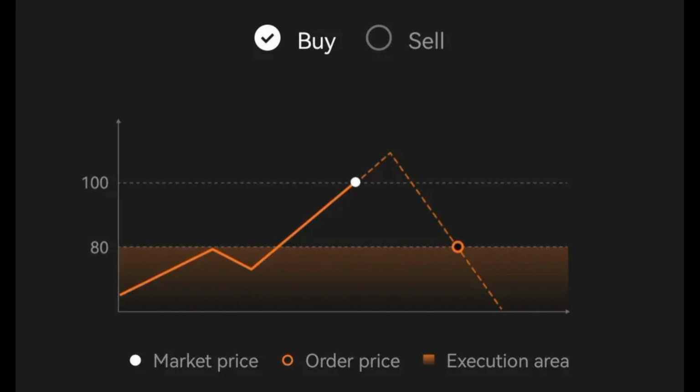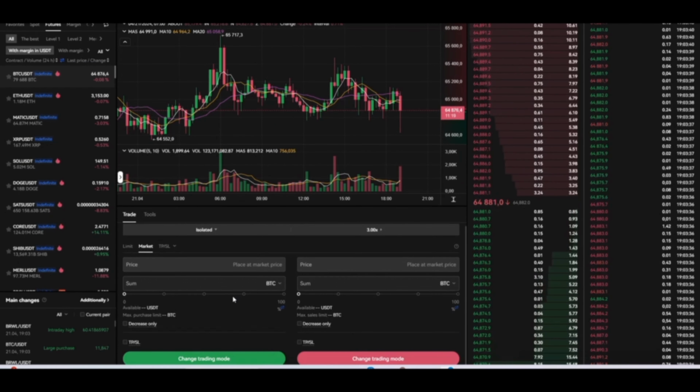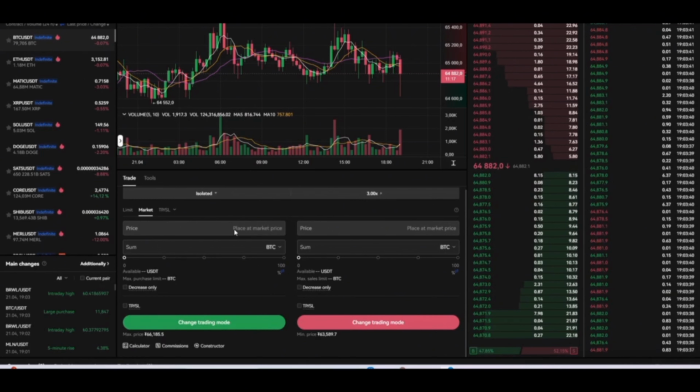Please understand that due to the volatility of the crypto market, the final purchase price may differ from the price you stated. This order makes a trade at the current price of the coin. Here you indicate the price at which you want to buy this coin. Be sure to turn on SL, TP, also with the short position.